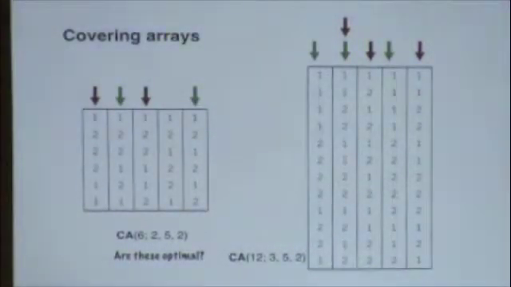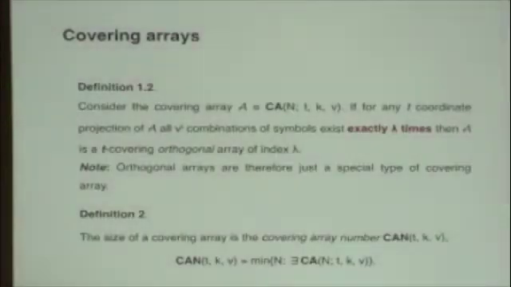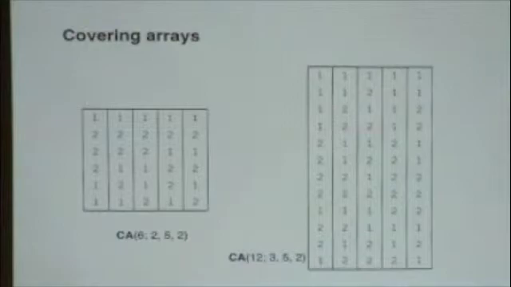And the answer, are these optimal, is the one on the left is optimal. There's no way you can make it smaller than 6, but the one on the right is not. As it turns out, the one on the right can be constructed in 10 runs, but I won't show you an example of that. Okay, orthogonal arrays now. So before I get to orthogonal arrays, any questions about that?